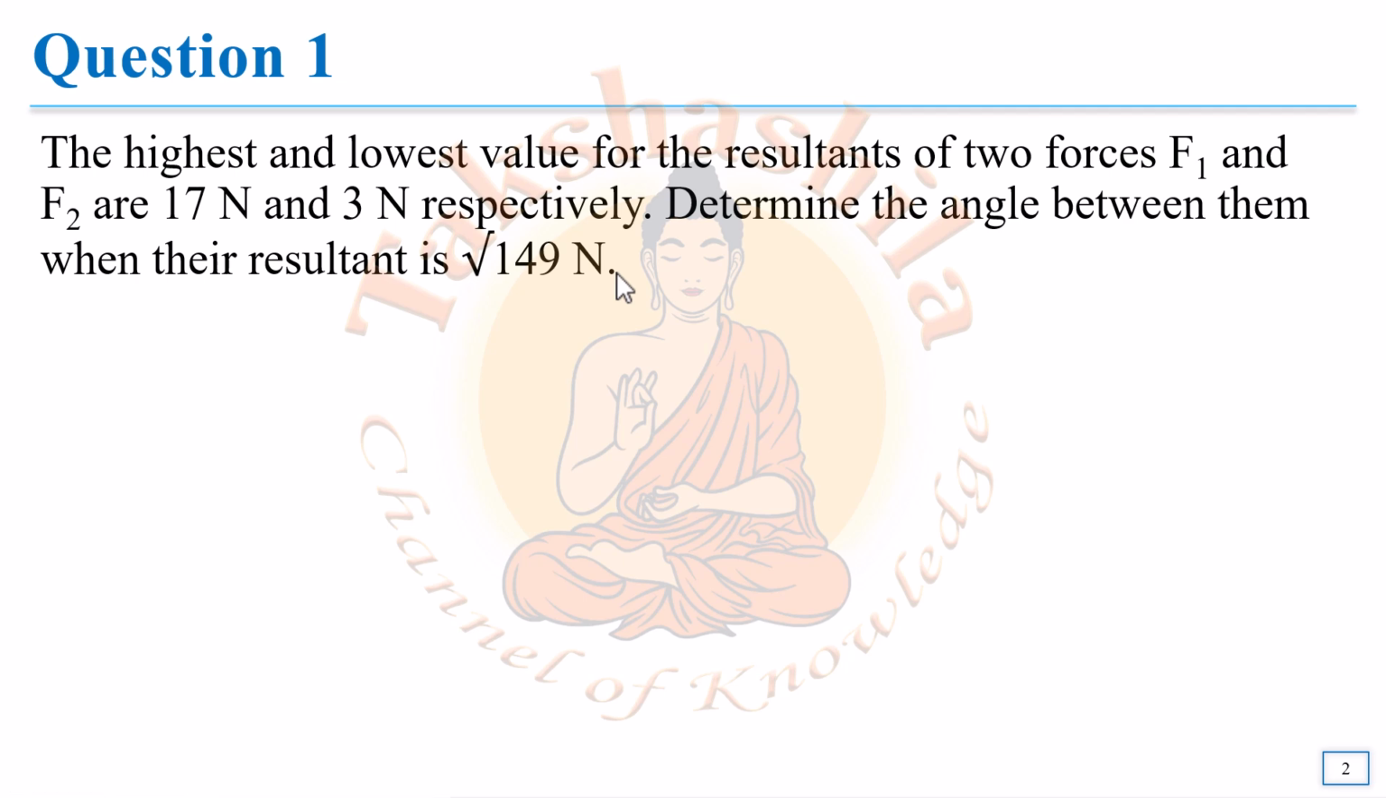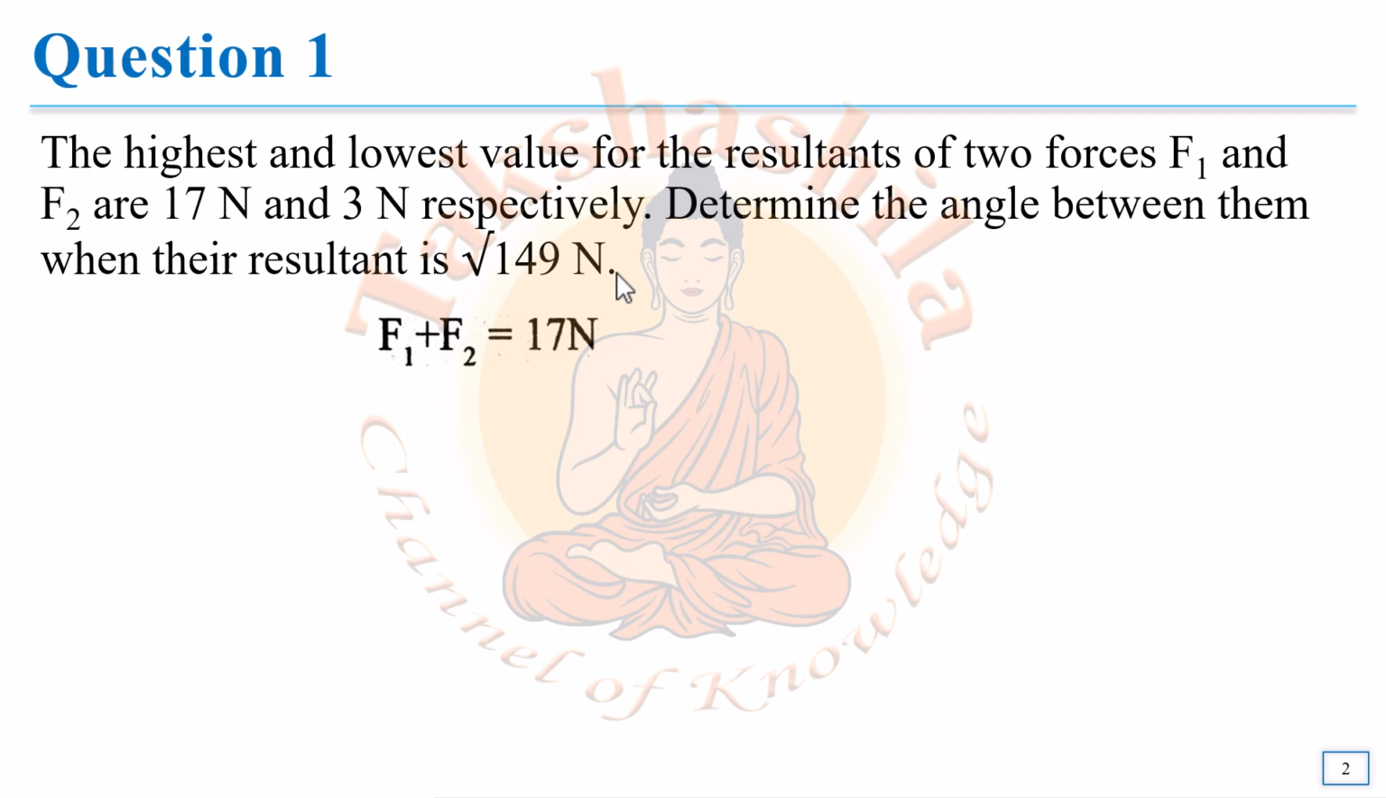So let us see. When will two forces have the maximum value for the resultant? We know that when these forces are acting in the very same direction, they will have the maximum value for their resultant. That means when we add F1 and F2, the two forces should be acting in the same direction. Then we can directly add these forces, and in that case the maximum value of their resultant will be equal to F1 plus F2, and that will give you 17 Newton.